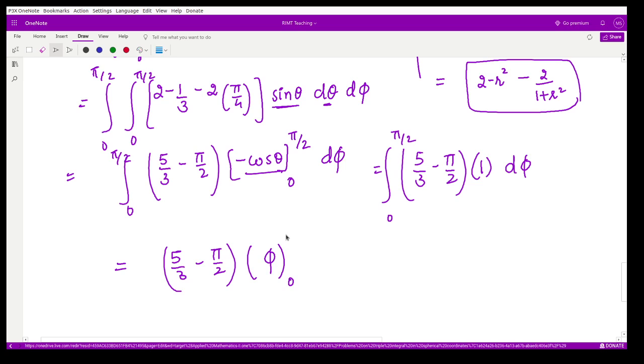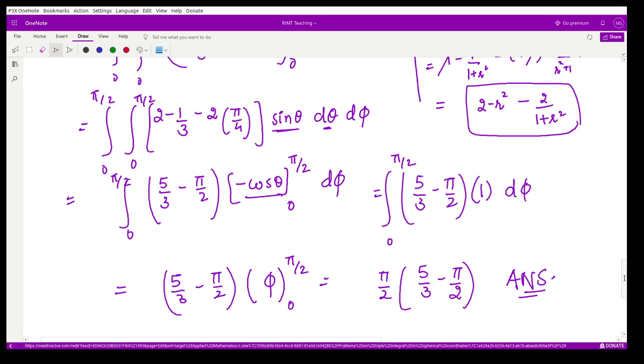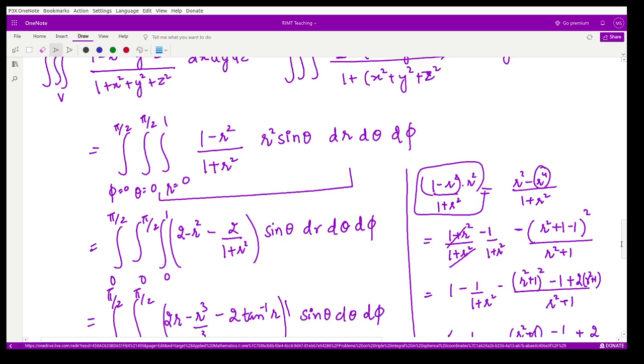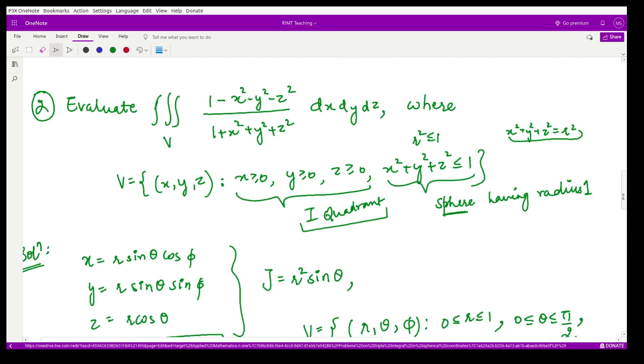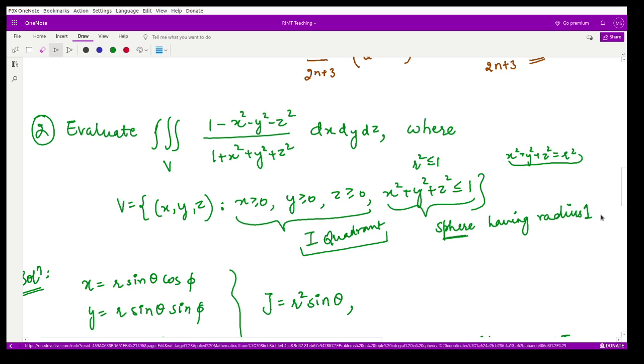phi, whose limits are from 0 to pi by 2. So this is equal to pi by 2 multiplied by 5 by 3 minus pi by 2. So this is the answer of this particular question. This is the value of the triple integral which they have asked in this particular question.